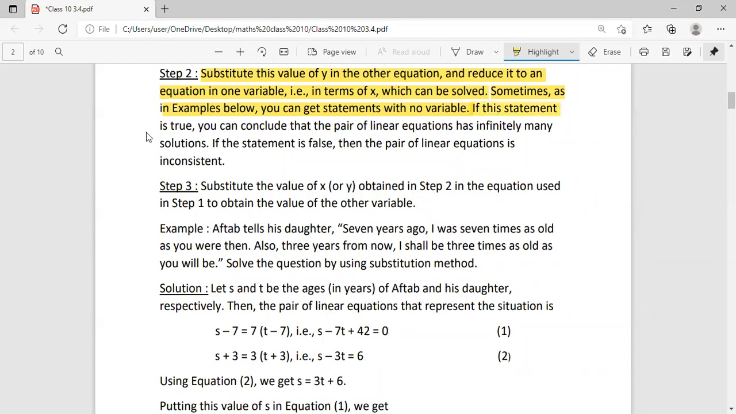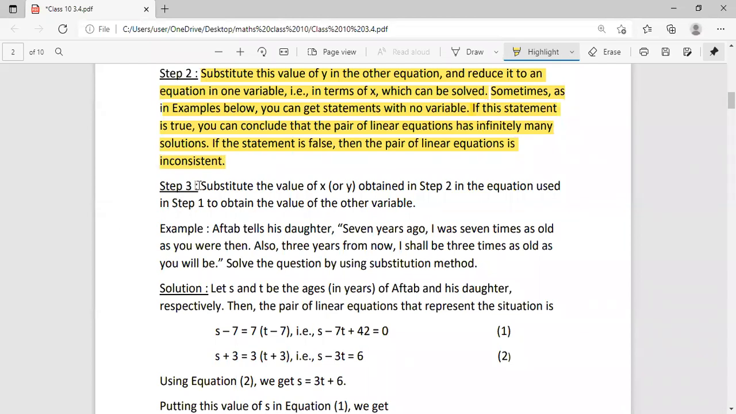If the statement is true, you can conclude that the pair of linear equations has infinitely many solutions. And if the statement is false, then we say that it is inconsistent. Don't worry about this definition and this explanation. You will get acquainted with it when we solve some examples. Only for information, I am showing all this.